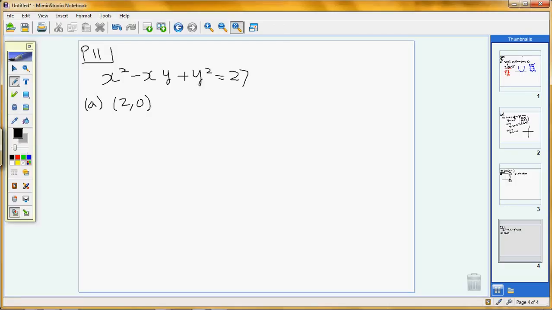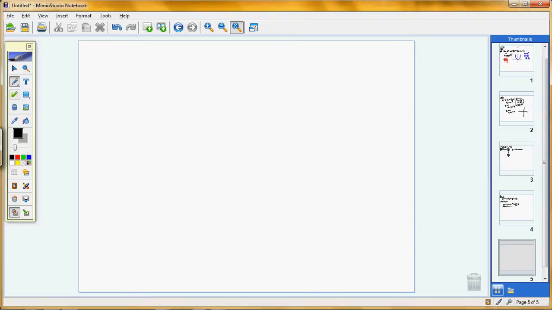Okay. x is 2, y is 0. We're going to replace all x with 2, so we'll have x squared minus 2 times 0 plus y squared, which is 0 squared. Is that 27? No. What does it mean by no? That means it's not going to be on the graph. Let's move on. You're going to do the rest.